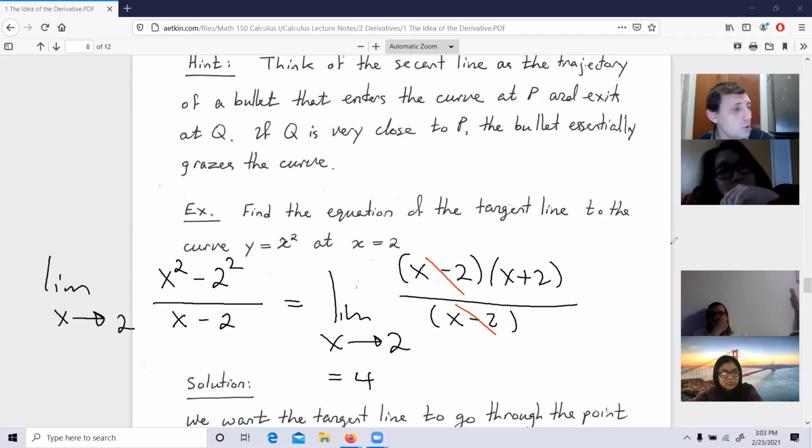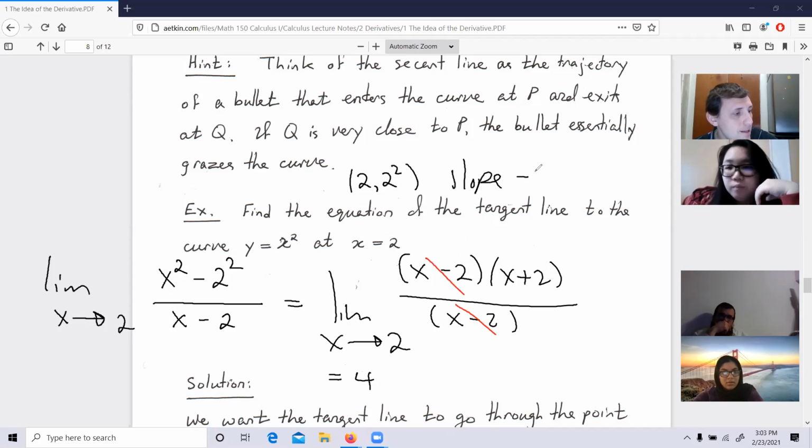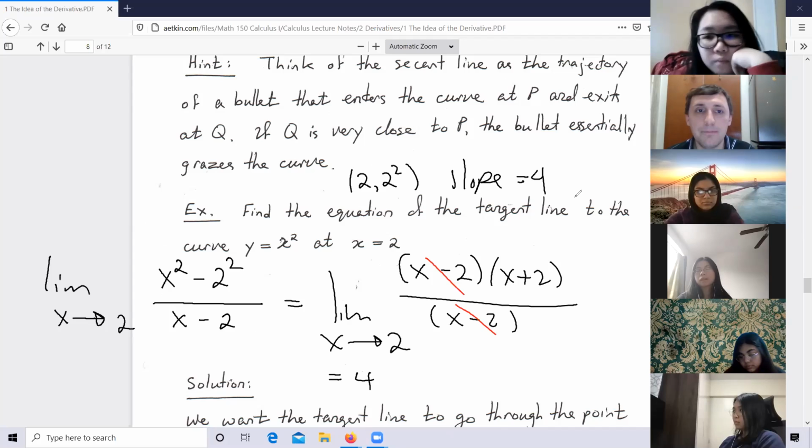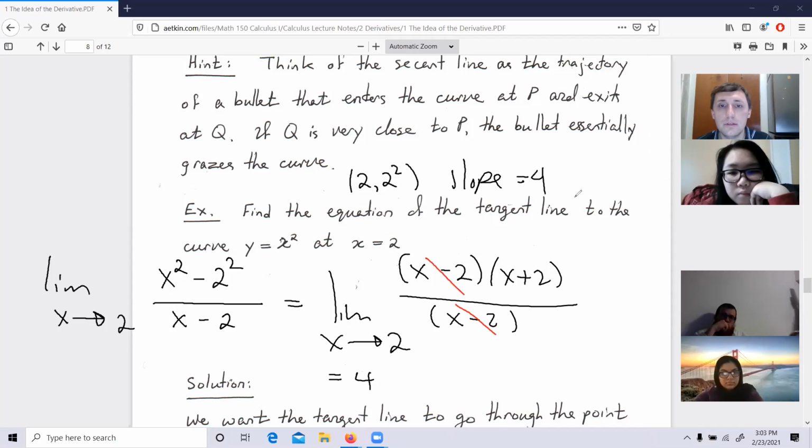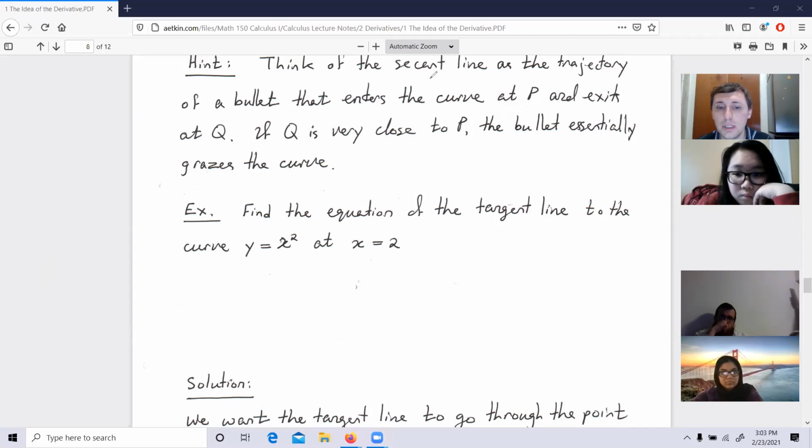Now, I also know a coordinate. So look at it. I have the coordinate 2, 2 squared, or 2, 4, and slope equal to 4. If I have a point and a slope, I know everything about the line. Yes? You agree? Now I can write an equation. Exactly. So the equation is y minus 4 equal to 4 times x minus 2. Brilliant. Now let me just elucidate it a little bit again.